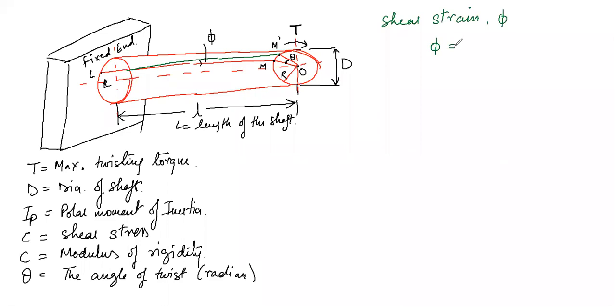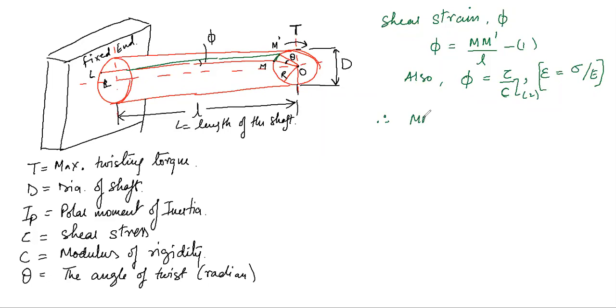This phi is defined as the amount of shear on the surface. So we can say that MM dash upon the length of the shaft, right? Because the amount of deflection upon the original length, that can be written. Also, shear strain can be defined in terms of tau by C. Similarly, as your normal strain develops as sigma by E, similarly in terms of shear strain this value is defined as phi is equals to tau by C, that is, shear stress upon modulus of rigidity. So it means what? This equation, the first one, and this is the second equation, if we compare them with each other, therefore we can write MM dash upon L is equals to tau by C.